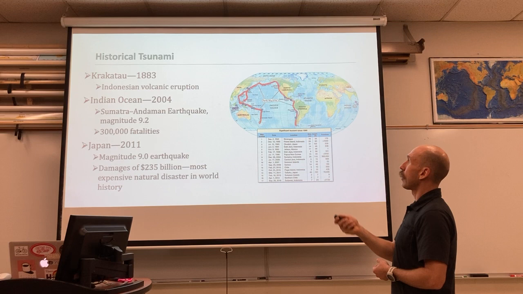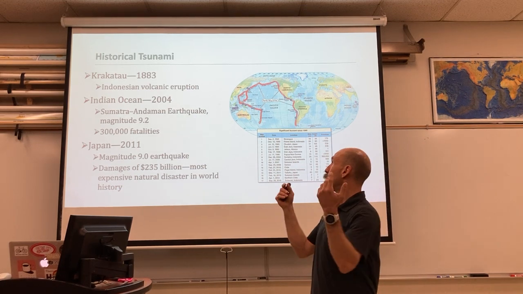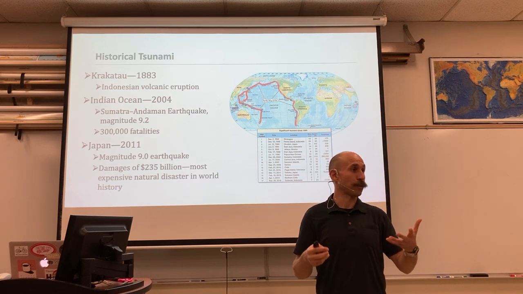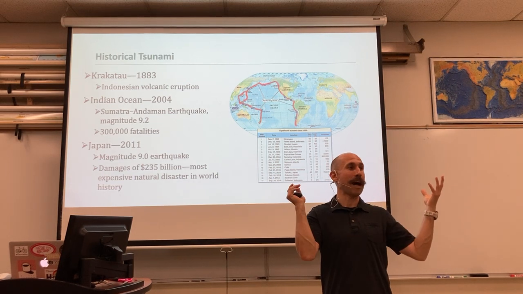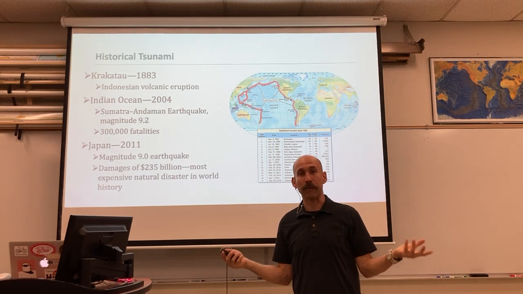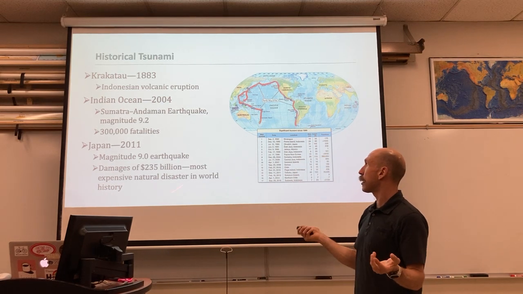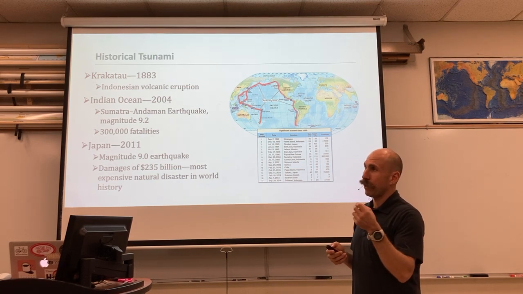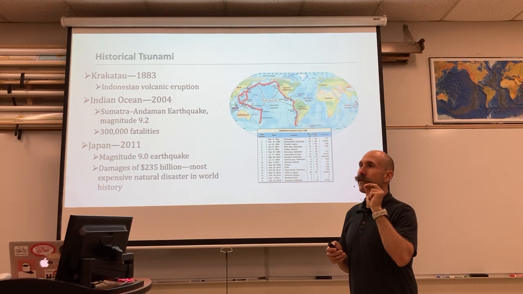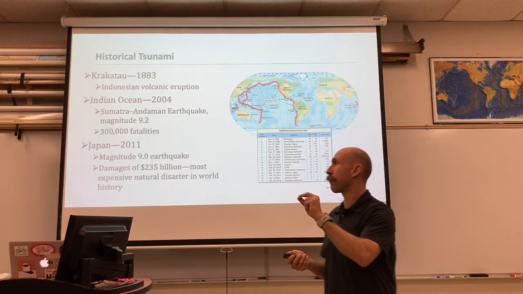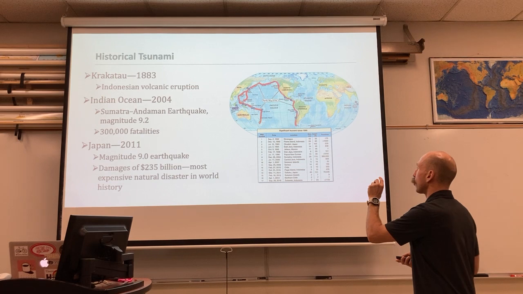Krakatoa, the island of Krakatoa, basically blew up in 1883 from a huge volcanic eruption. The eruption was so big, it blew the island away. And part of that was a huge tsunami that was associated with it. So seismic activity is the root of most of these large tsunamis.